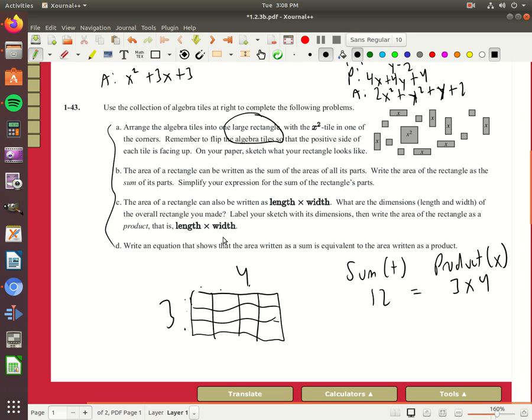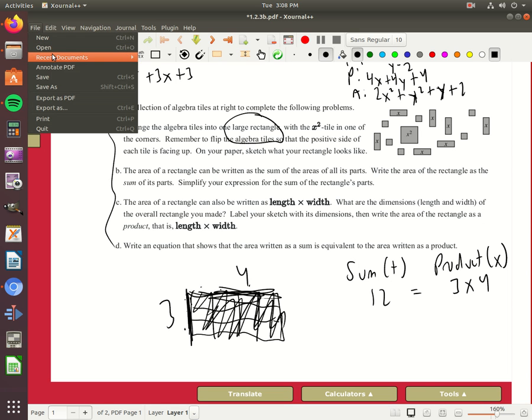It's saying, hey, take these shapes, put them into a rectangle, tell me what the middle adds up to as a sum, and then tell me what the sides are times each other. And this sum should equal this product. That's what we're going to be doing right now.